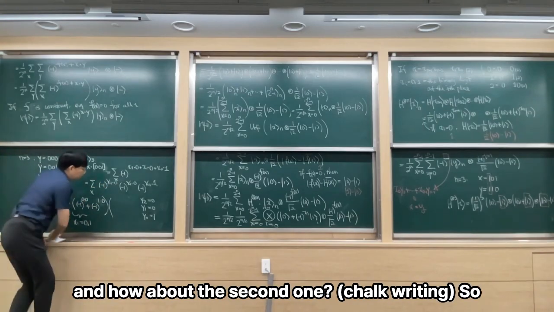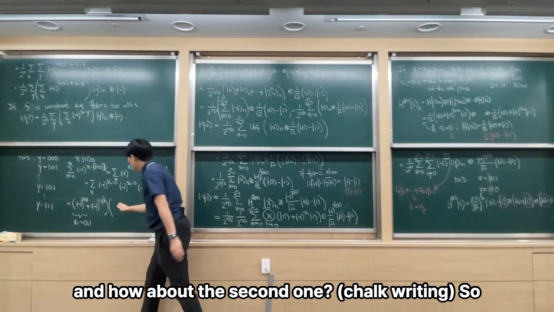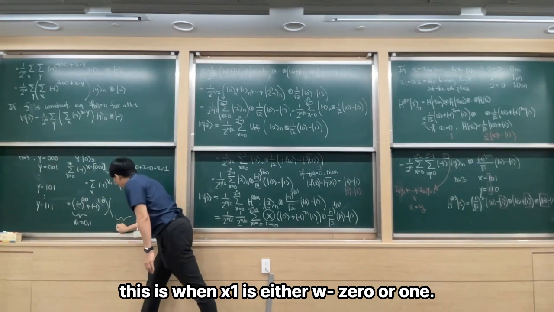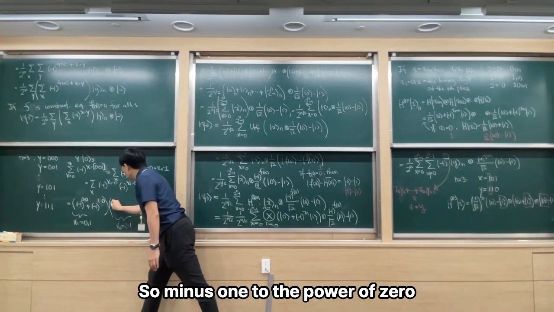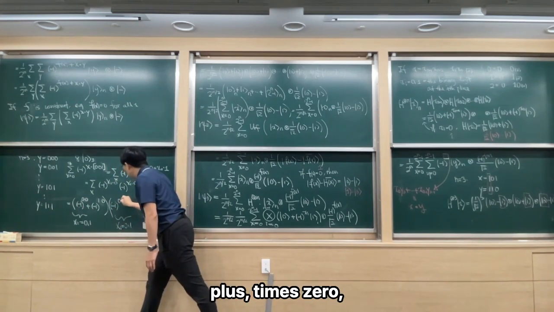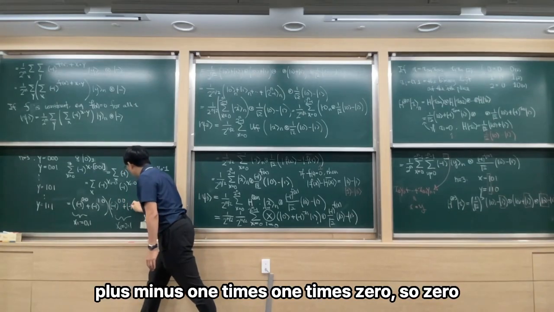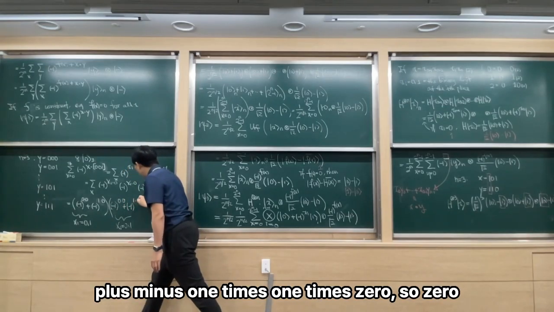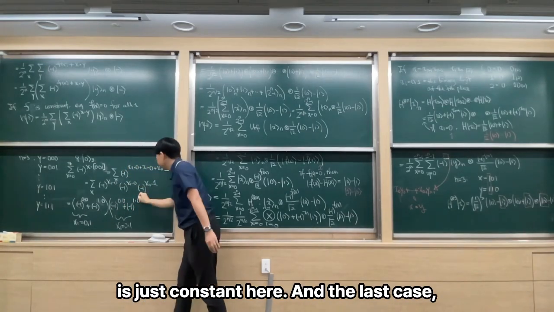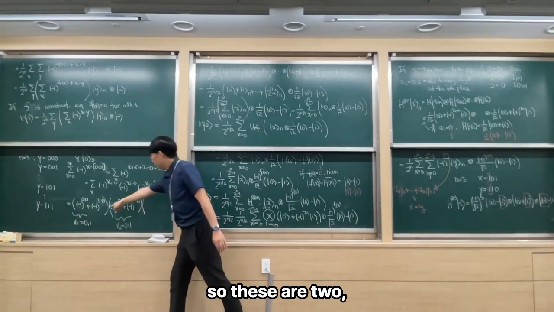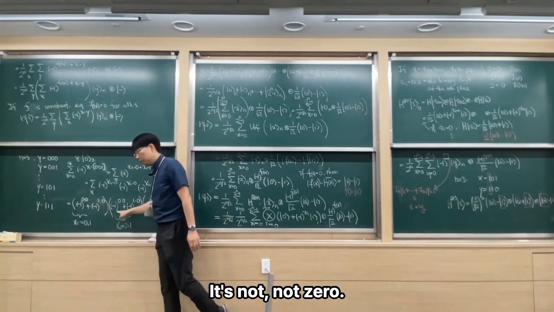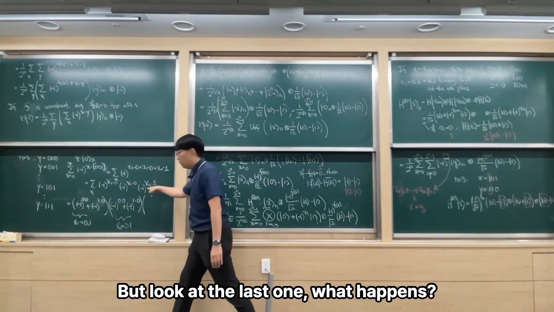And how about the second one? So this is when x1 is either 0 or 1. So (-1) to the power of 0 plus (-1) to the power of 1 times 0. So 0 is just constant here. And the last case, so these are 2, 2 and 2, right? It's not 0. But look at the last one.